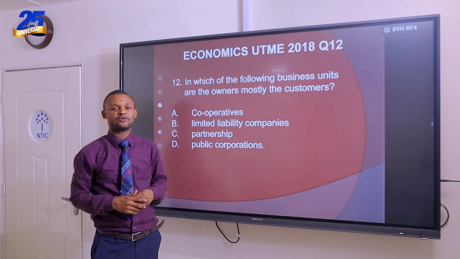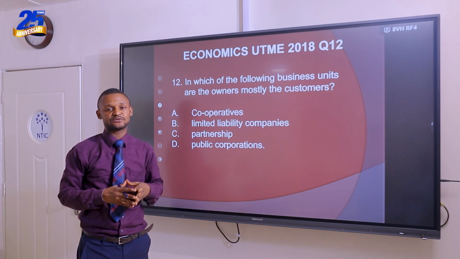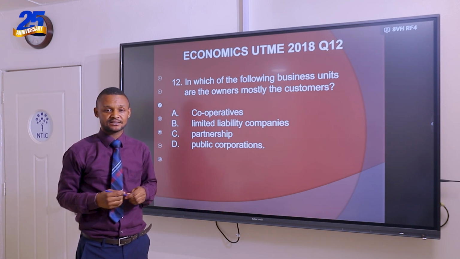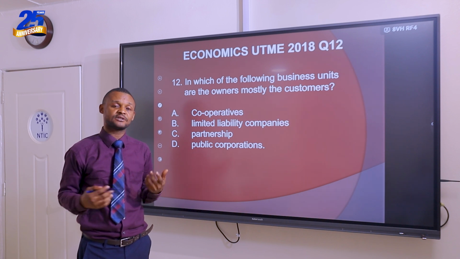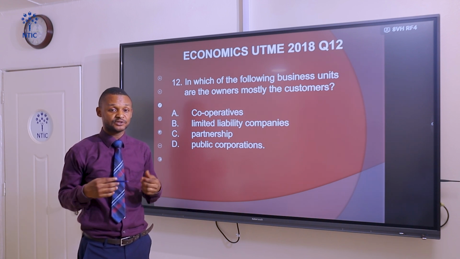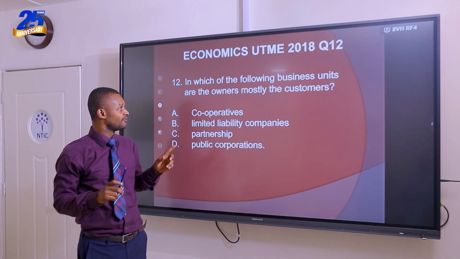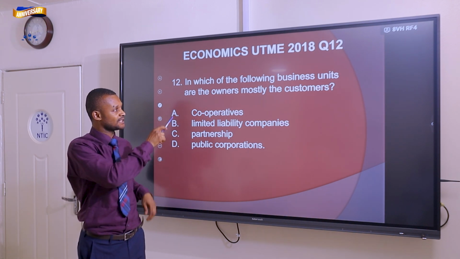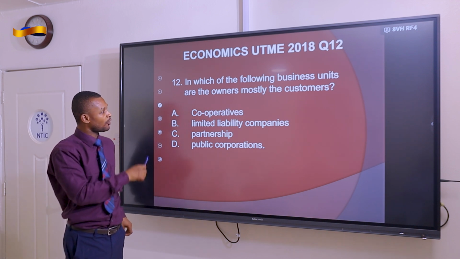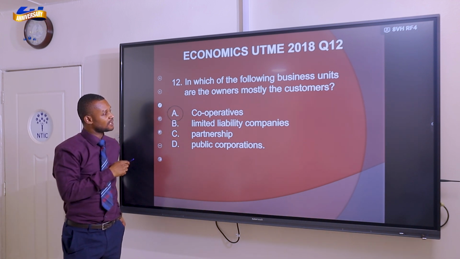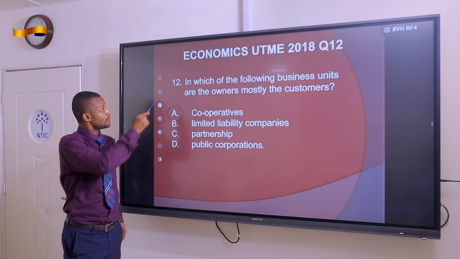But cooperatives are a kind of business where people come together, they pool resources together, they buy things at a cheaper rate and sell among themselves at retail prices, which becomes cheaper because they are buying in bulk. So the type of business unit in which the owners are also the customers are cooperatives. We have different types of cooperatives. The answer to that question is A.